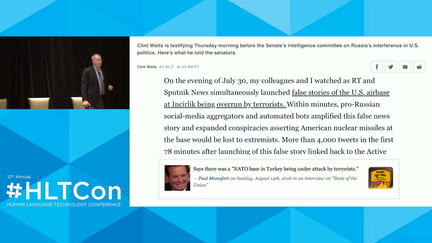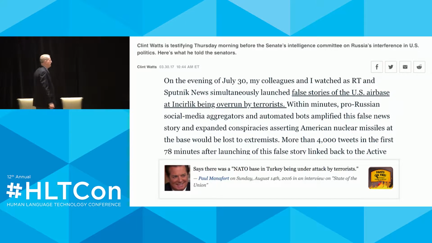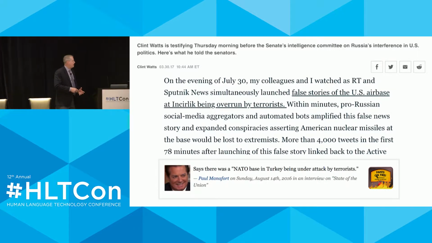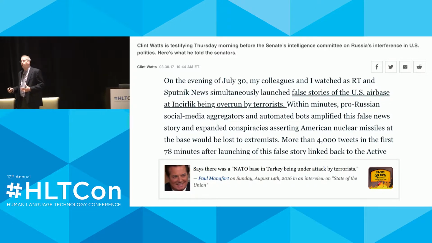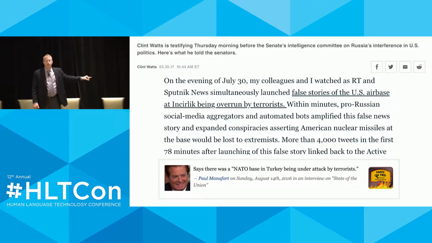It was a false story. After Sputnik and RT put it up, it was promoted heavily by the troll factory in St. Petersburg until the story was rolling, and in about 24 hours, they basically went hands off. How do you measure the effect of that? Two weeks later, Paul Manafort casually mentions that a NATO base in Turkey was under attack by terrorists. So, classic case where false news is implanted, it's gotten rolling in the blogosphere, and I don't know exactly what the sequence of events was, but bottom line, you can measure the fact that this false meme was implanted in the mind of an influential US politician.